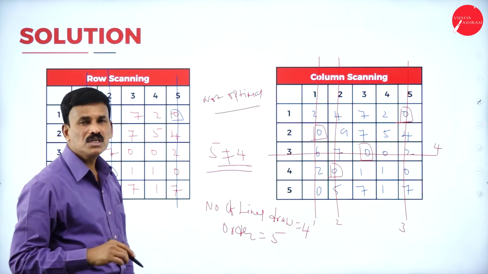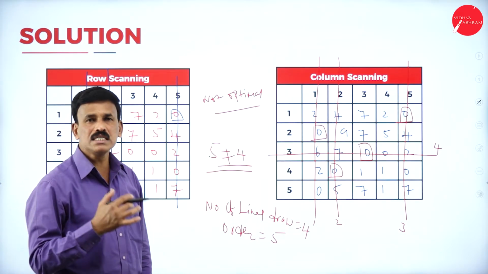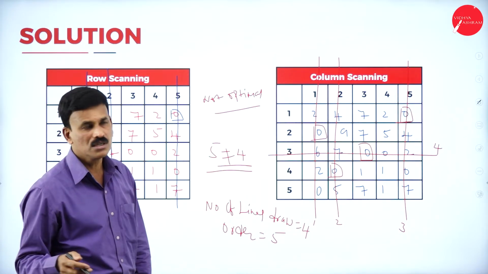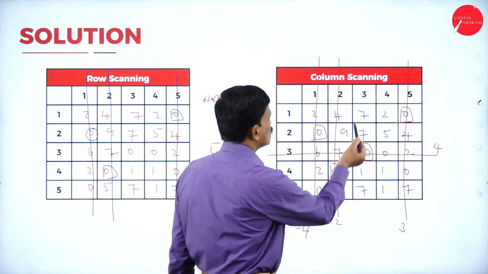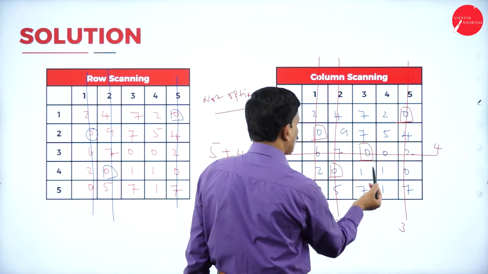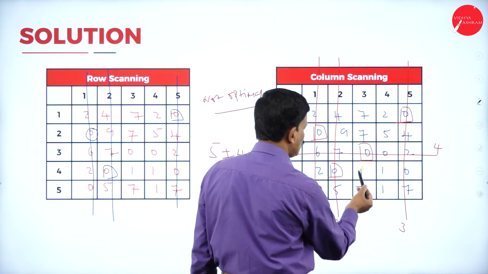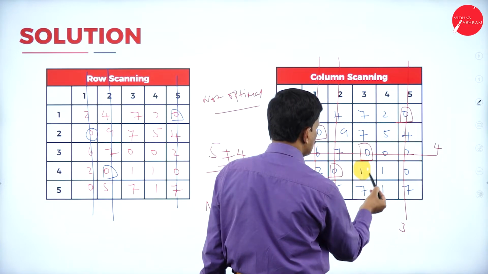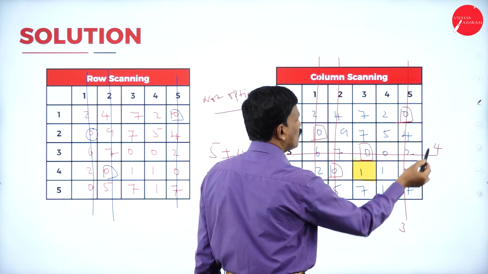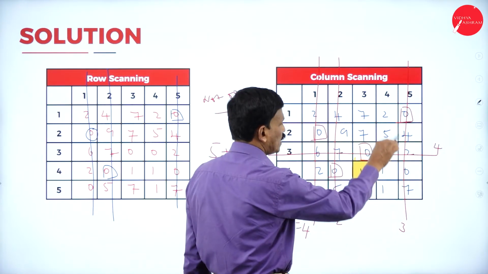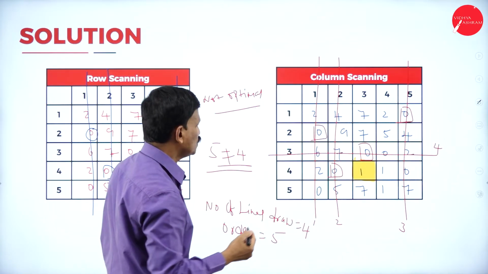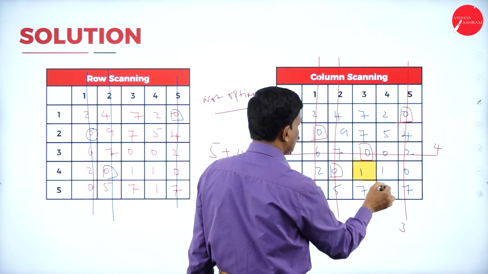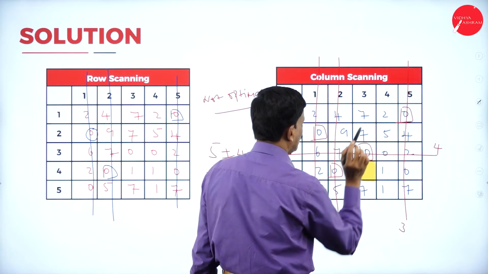What is the next step? Identify the least uncovered value as x. So, let us identify the least uncovered value. The uncovered values are 7, 2, 9, 7, 5, 1, 1, 7. In this, the least value is 1. Let us consider this as the least value. Now, subtract 1 from each and every uncovered element and add 1 at the intersection of the lines. So, you subtract 1 from each of these uncovered elements here.